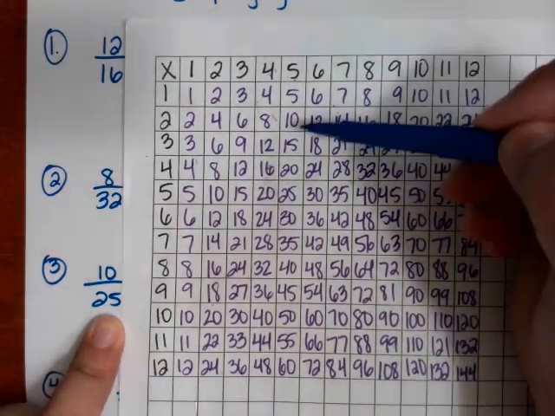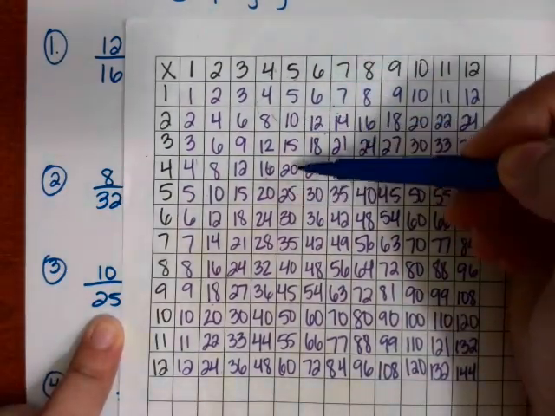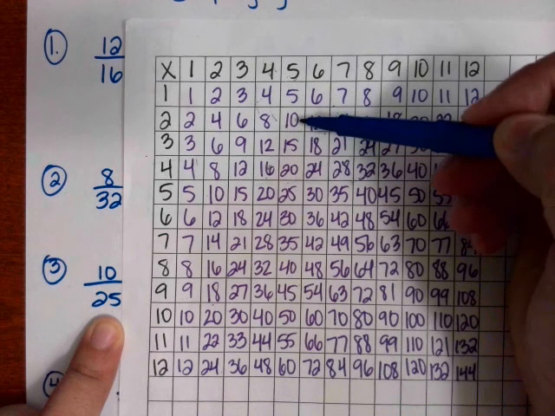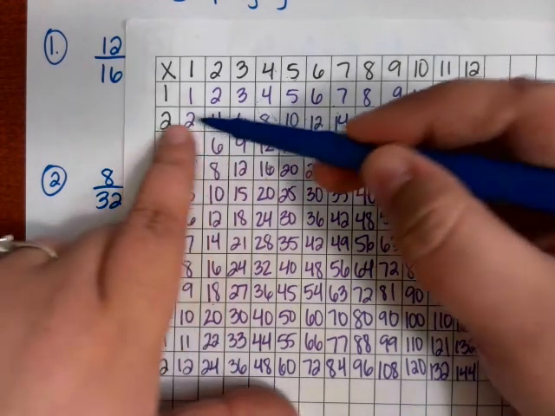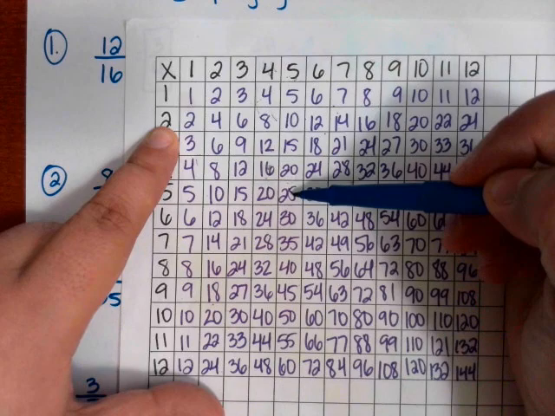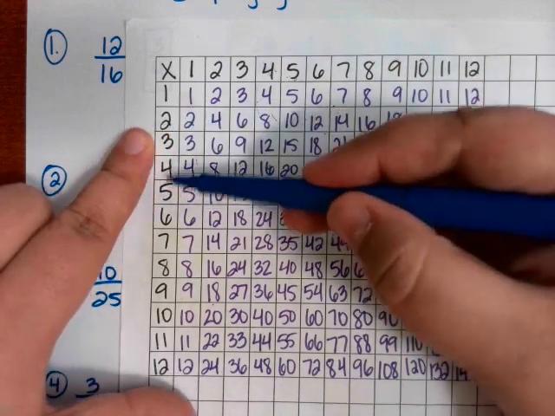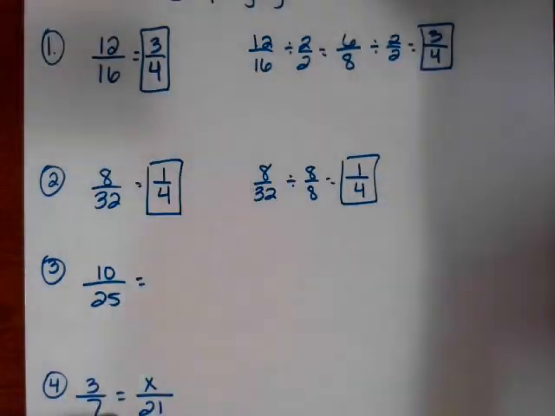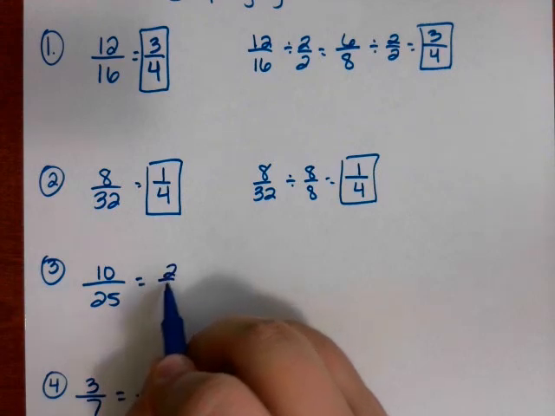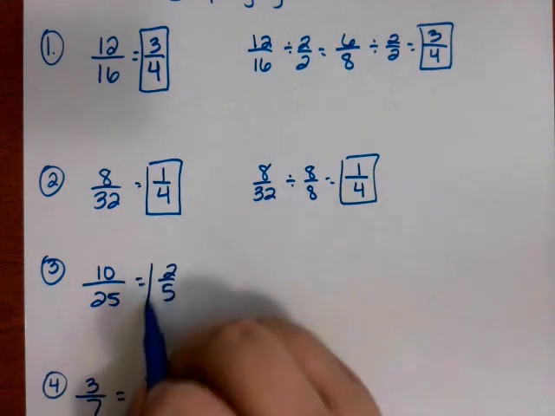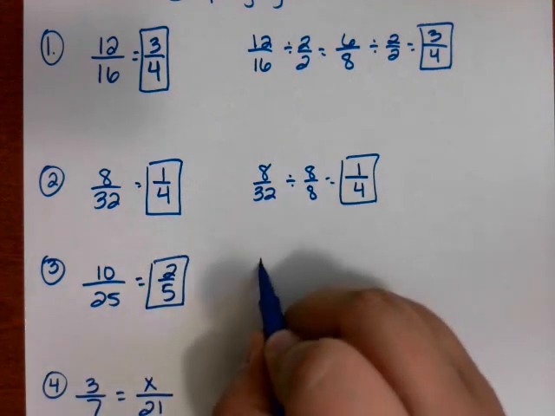So 10 and 25 are right here. So 10 reduces down to 2, and 25 reduces down to 5. So 2 over 5. And there's our simplified fraction.